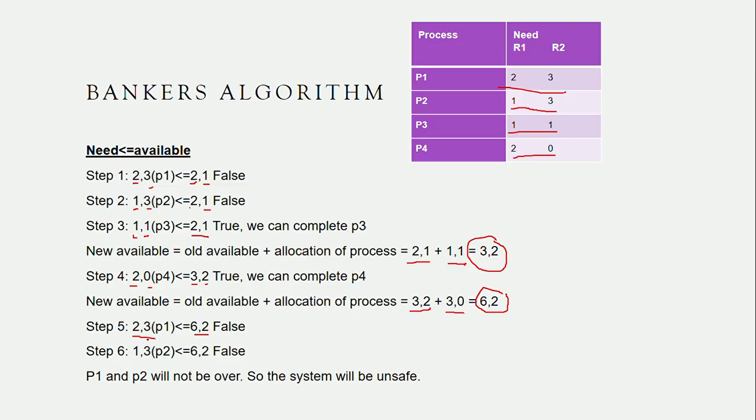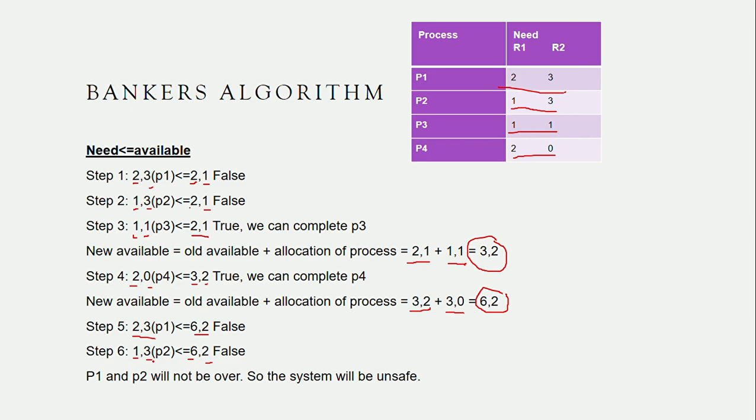Similarly, we will check for P2. P2 requires 1, 3 and availability is 6, 2. Out of 6 I can allocate 1, but out of 2 I cannot allocate 3. So the condition that need is less than or equal to availability is false. That means I will not be able to execute P2 also. So P1 and P2 will not be over. That's why the system is unsafe. We have allocated the resource only for P3 and P4, but we are not able to allocate the resource for P1, P2. So that's the reason the system is unsafe.